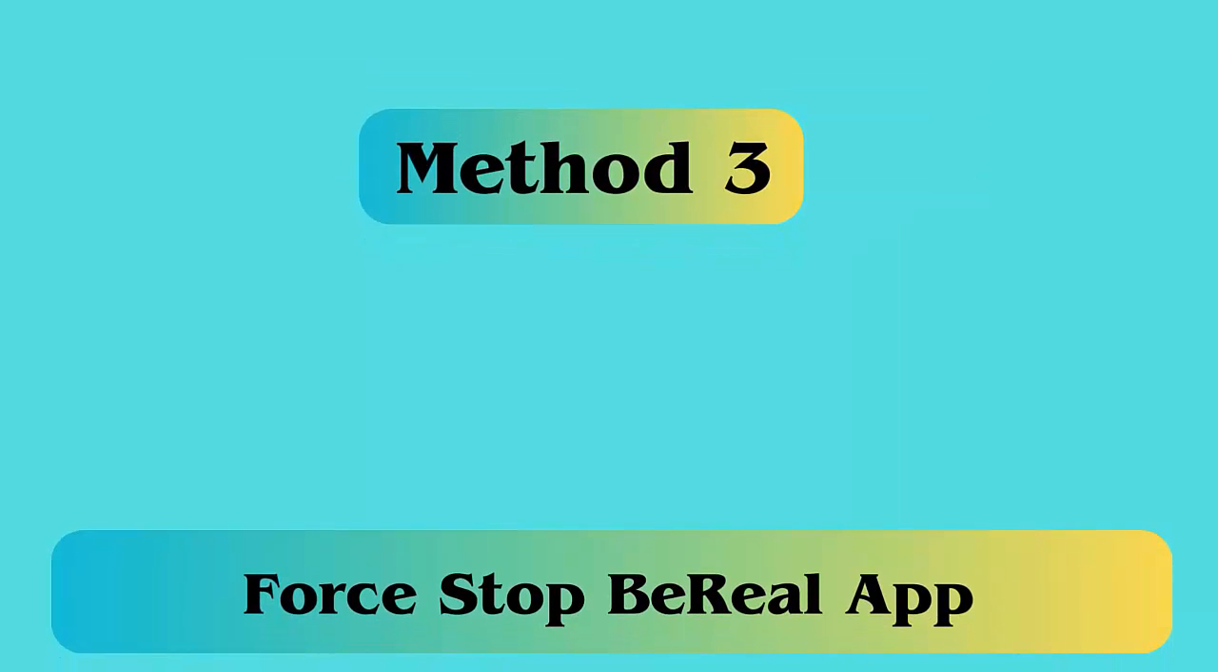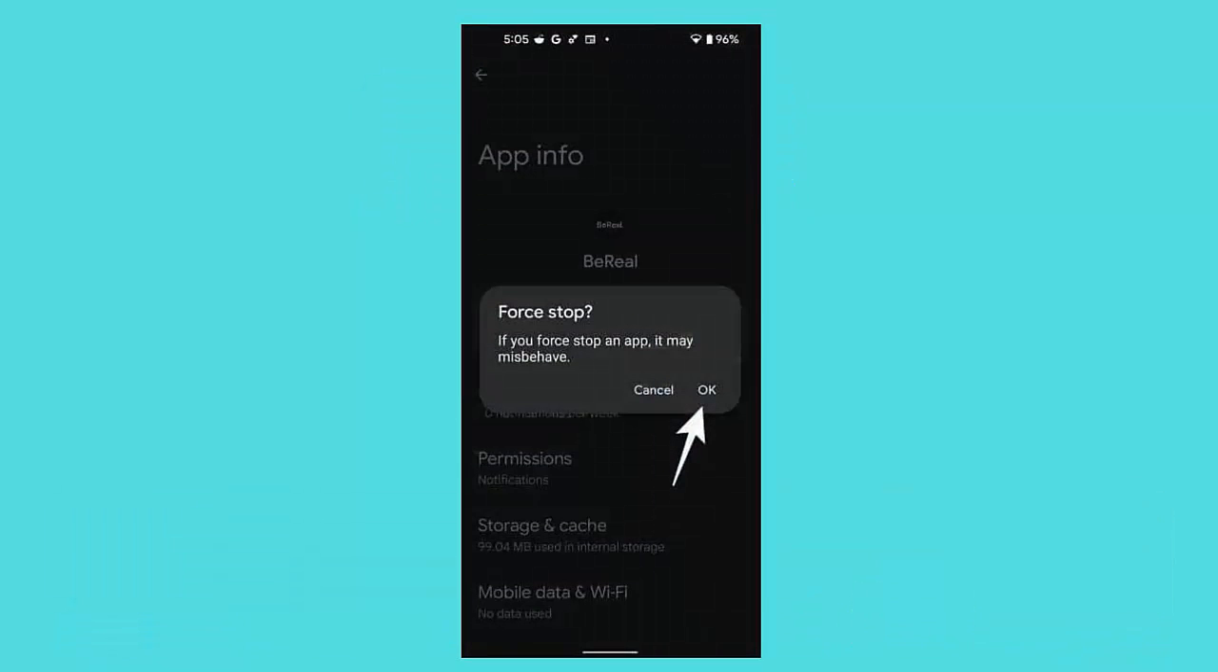Method 3. Force stop BeReal app. Follow the below steps. First, open Settings on your phone. Now, go to Apps, see all apps and choose BeReal. Here, click on the Force Stop option.